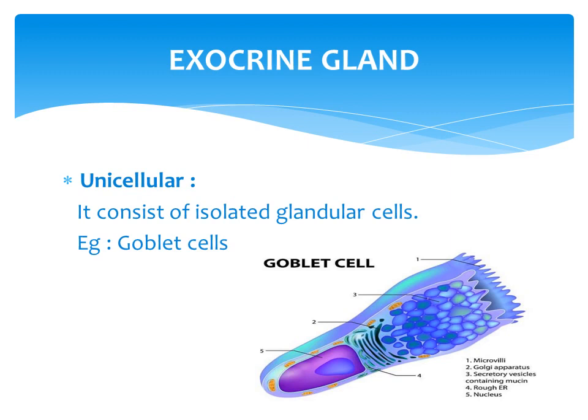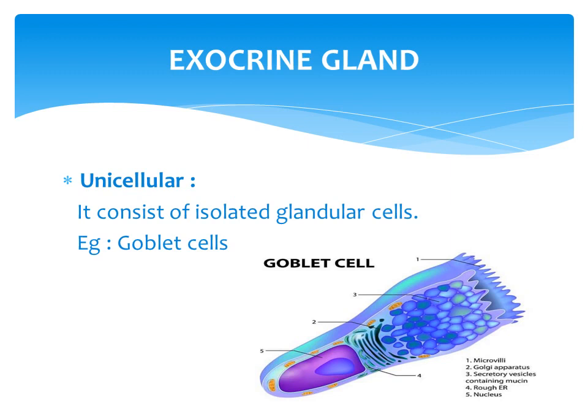So the exocrine gland, first type is unicellular. So what do you mean unicellular? Of course, it consists of only a single cell. That only we used to say as a unicellular, right? And here also it's a cell, but it is secreting the secretions. And the definition is given as it consists of isolated glandular cells.